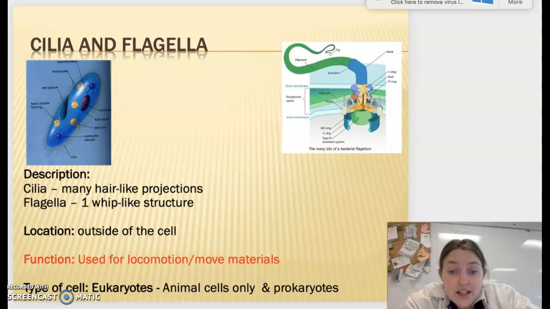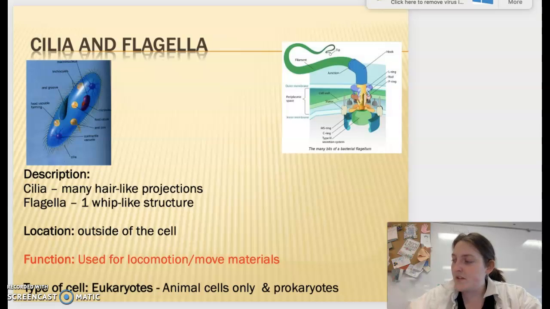This is strictly prokaryotes and animal cells only. Plants do not have these. They don't need to move like that. So this is strictly animal cells and prokaryotes. So if you flip, so we've gone through page 23 and page 22. We're going to move on to 24, and then we're almost done.